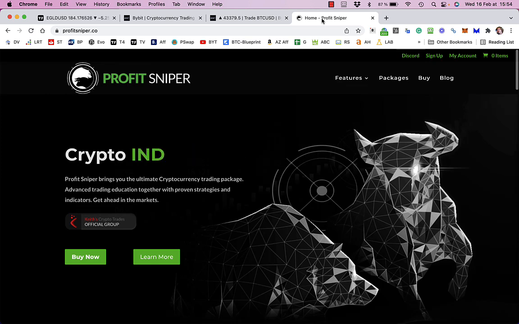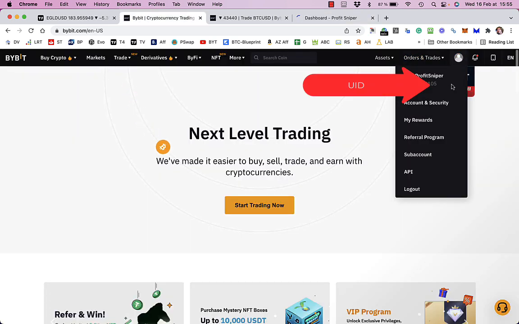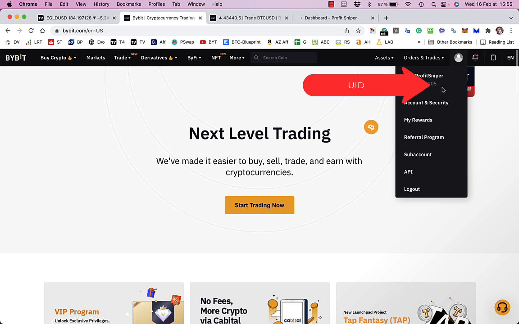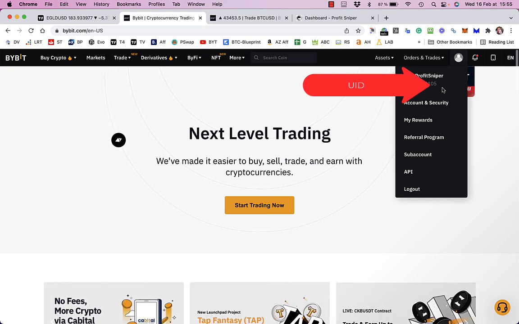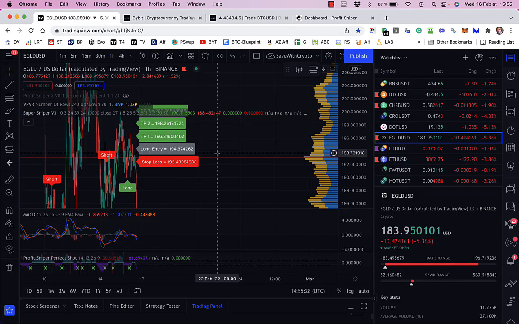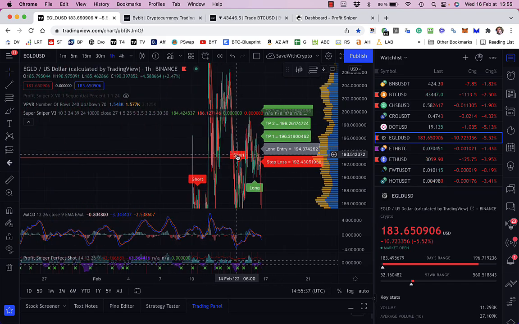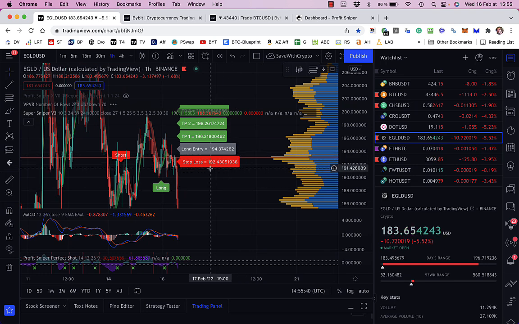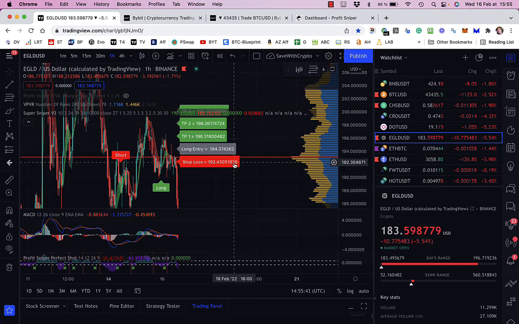If you join that and you send Andy, the main man, your UID from when you sign up to ByBit, like there's mine, for example, then it will give you access to some indicators. That includes things like this one here, called the Profit Sniper Super Sniper version 3. And this gives you ideas about entries that you could use. So, for example, this eGold one, you'd have a long entry at 194, stop loss at 192, and then you take profits here. Can be very useful.